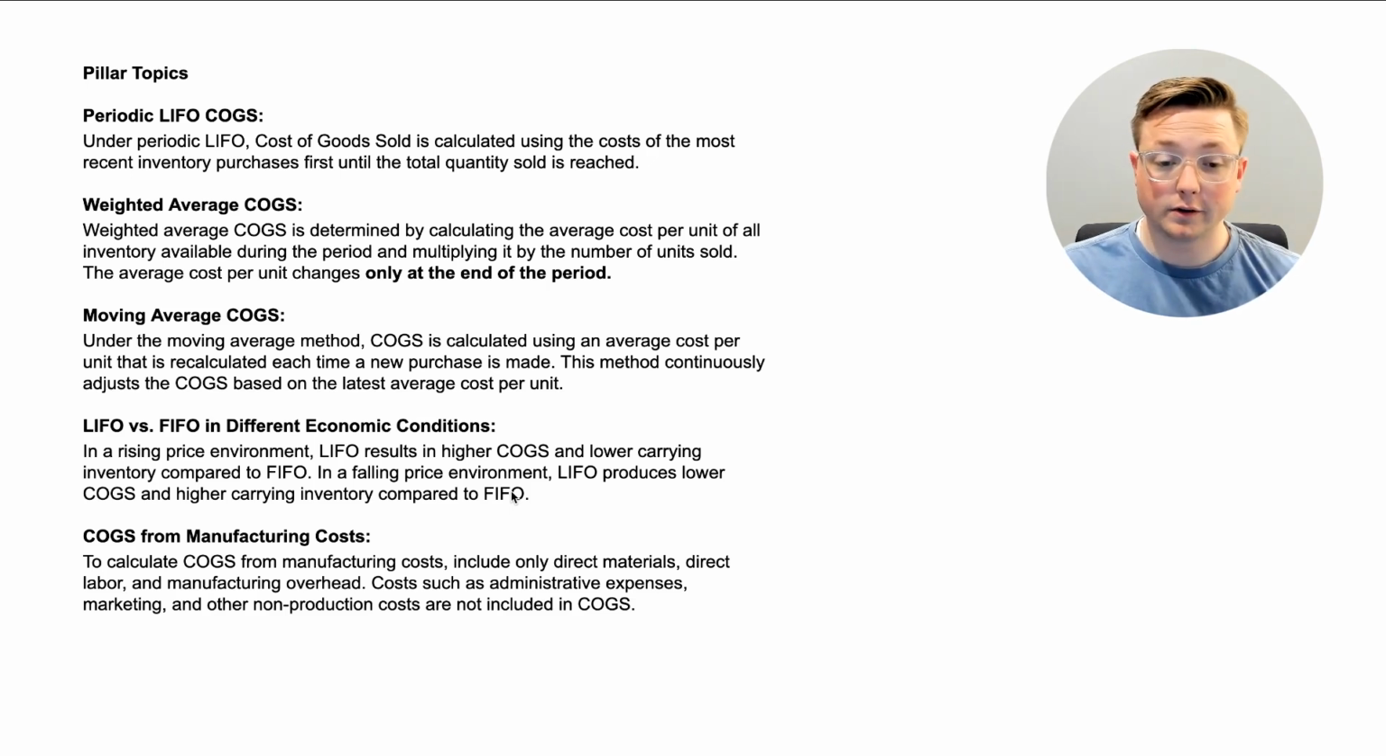Now let's go to cost of goods sold from manufacturing costs. This isn't something that's as big as the costing methods that we went over, but this is still important to think about and to realize that there is more to cost of goods sold than just these costing methods. To calculate cost of goods sold from manufacturing costs, you include only direct materials, direct labor, and manufacturing overhead that has specifically to do with the creating of these inventory units. Costs such as administrative expenses, marketing, and other non-production costs are not included in cost of goods sold.